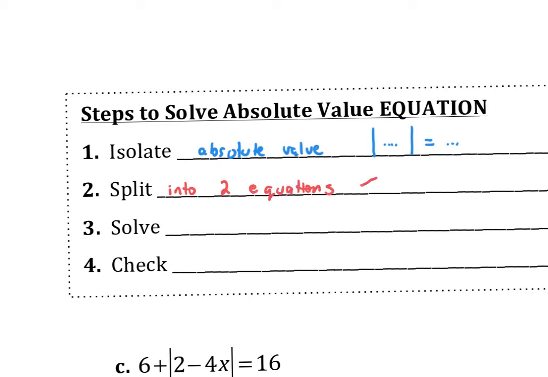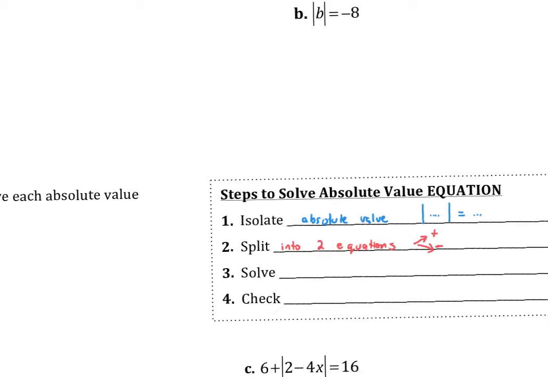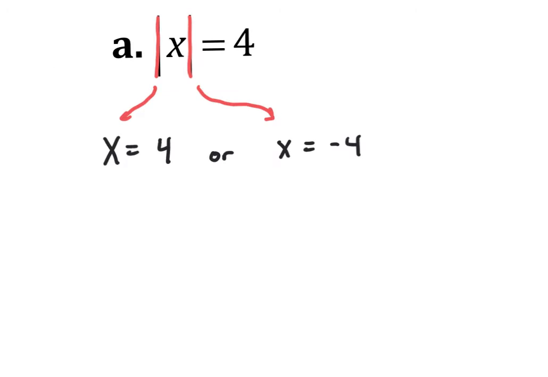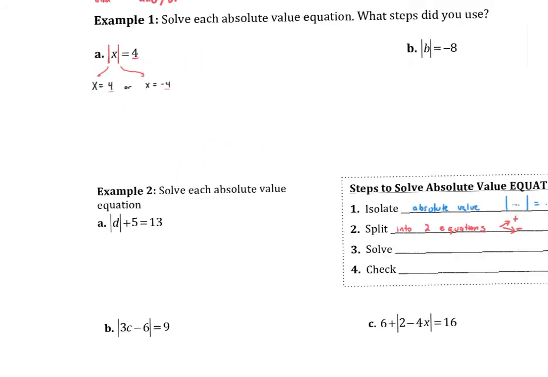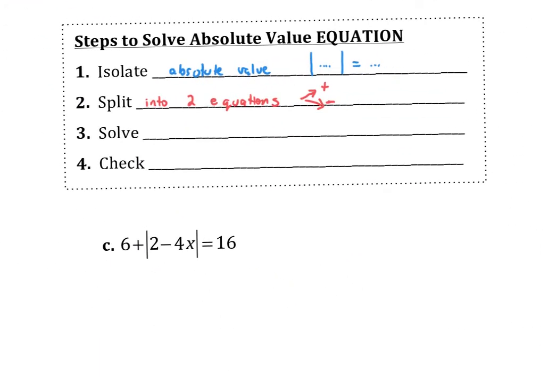Now, one of them is going to be a positive version, and the other one's going to be a negative version of it. And notice up here again, one is a positive version and one's a negative version. Or, better yet, the original version, and then the opposite. Okay, next, we solve each equation.